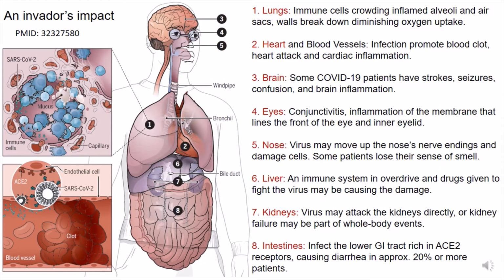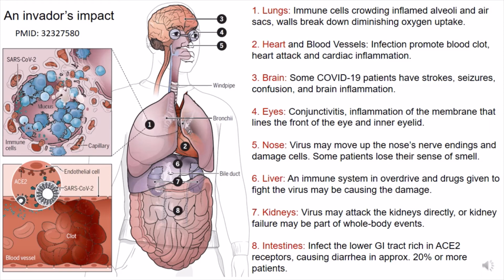In serious cases, SARS-CoV-2 lands in the lungs and can do deep damage. The body's response to viral infection can injure many other organs. Scientists are just beginning to probe the scope and nature of that harm. 1. Lungs: immune cells crowding inflamed alveoli and air sacs, walls break down, diminishing oxygen uptake. 2. Heart and blood vessels: infection promotes blood clots, heart attack, and cardiac inflammation. 3. Brain: some COVID-19 patients have strokes, seizures, confusion, and brain inflammation.